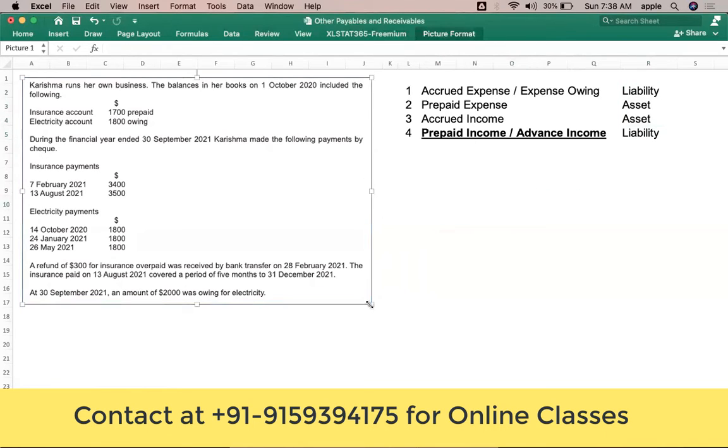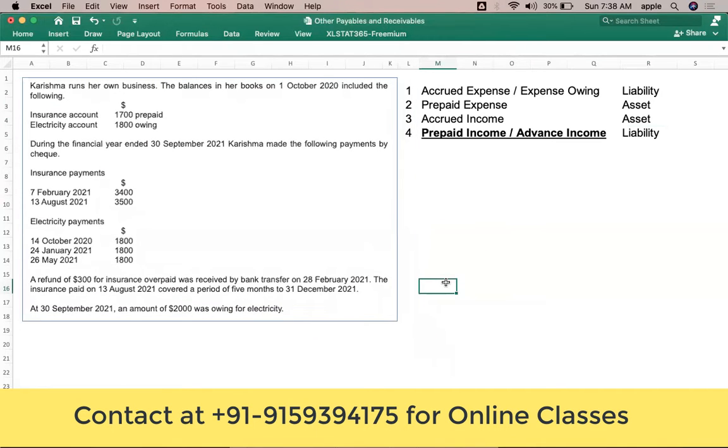Okay, now I have taken one question from the past paper. Can you see the question? Read it out. Karishma runs her own business. The balances in her books on 1st October 2020 include the following. 1st October 2020 is the beginning date, the opening date. So what will be the last date? September 30th, 2021. So this is the beginning date and this is the last date, right?